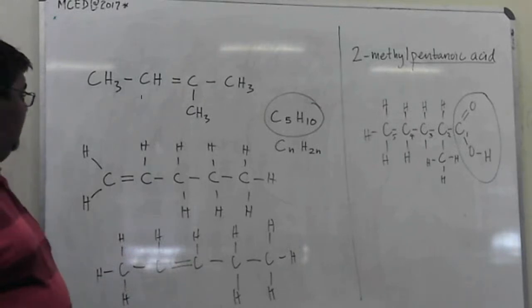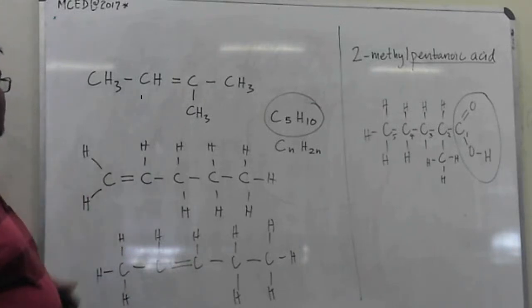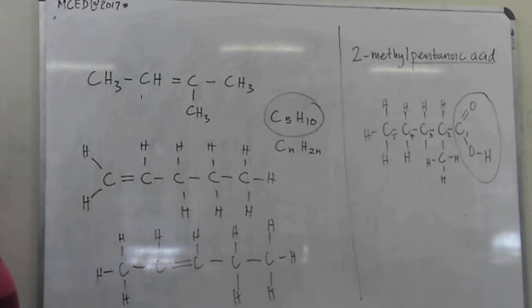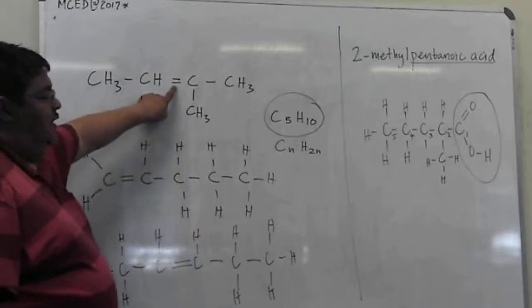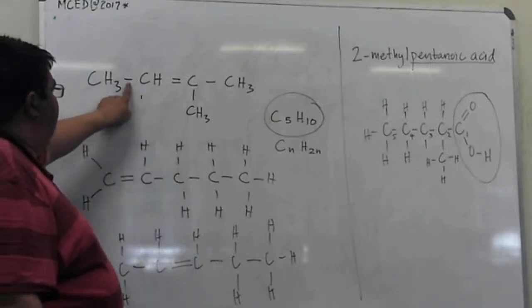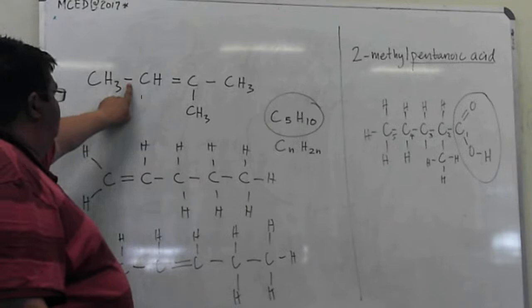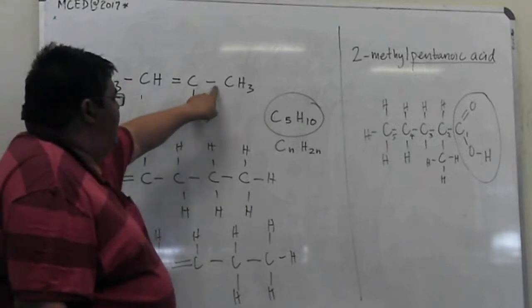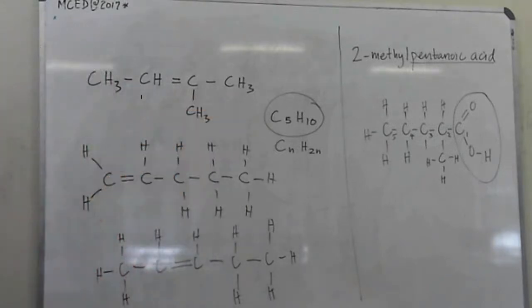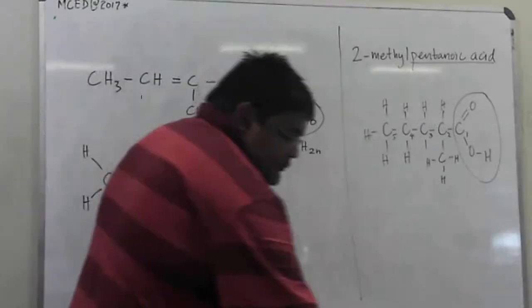They ask you to write one isomer, and there are possible isomers. The other option would be, see the double bond over here? If I move it over there, it can also work. If I move it over there, it can also work. And once I move it and I put in my hydrogens, I will get C5H10 every time. They just wanted one isomer. There were 4 possibilities of a correct answer in that case.